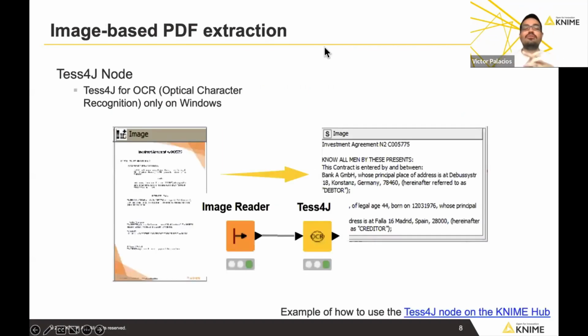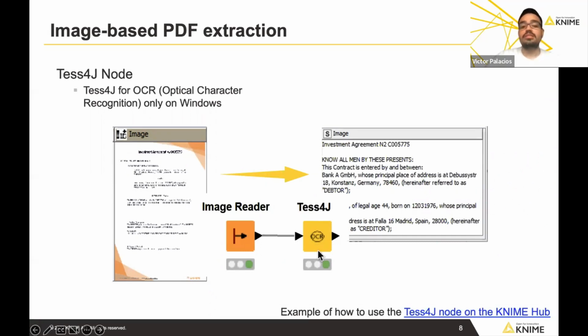Okay, so now we know a little bit more about text-based PDF extraction, and we know that there are two nodes for it. Now we want to cover the opposite task, which is the image-based PDF extraction. To do this, we'll use the Tess4J node, which performs optical character recognition, usually known as OCR. And we'll talk about OCR in the next slide as well. Now, the Tess4J node only works on Windows at the moment, but don't worry, I will show you a way to extract from image-based PDFs using a Python integration later on.